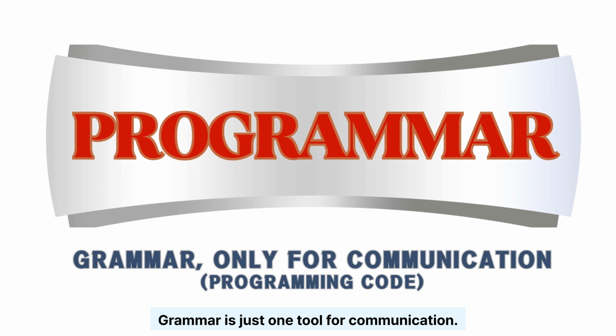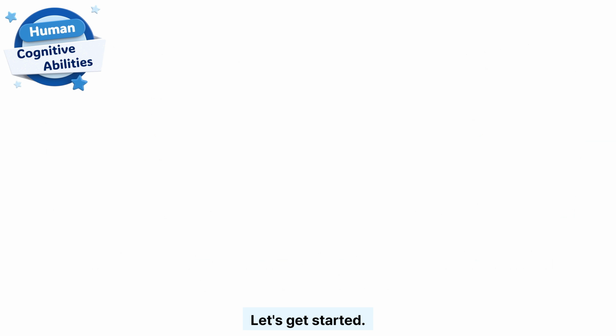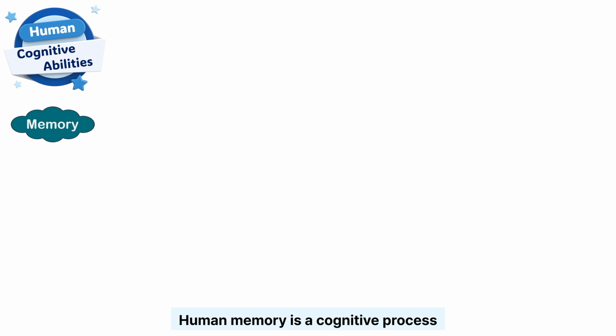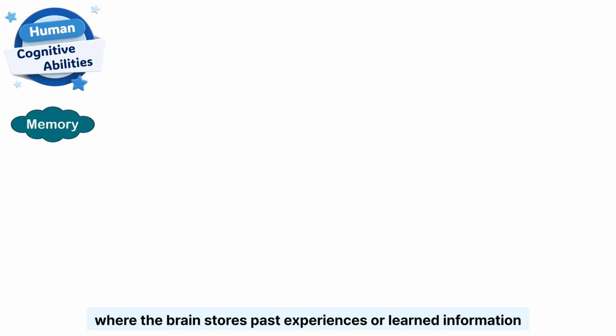Grammar is just one tool for communication. Don't ever forget that. Let's get started. First, let's take a look at human cognitive ability. Human memory is a cognitive process where the brain stores past experiences or learned information and retrieves them when needed. There are many types of memory, but here we'll briefly focus on just a few important ones.